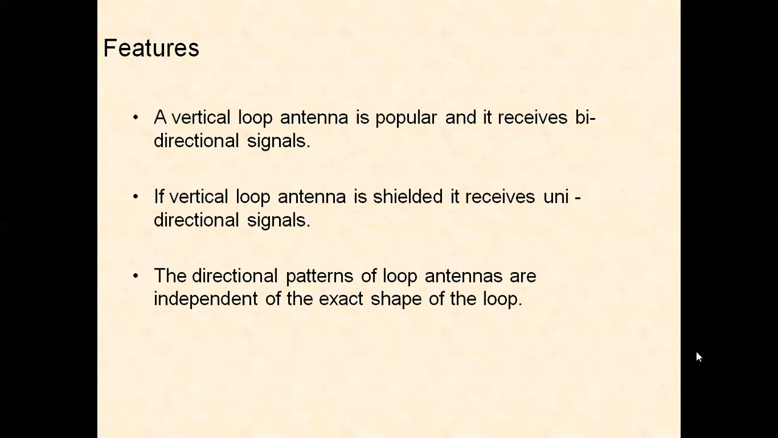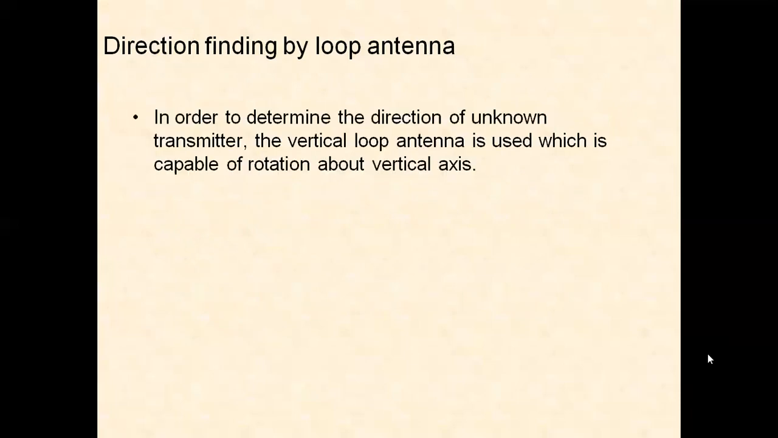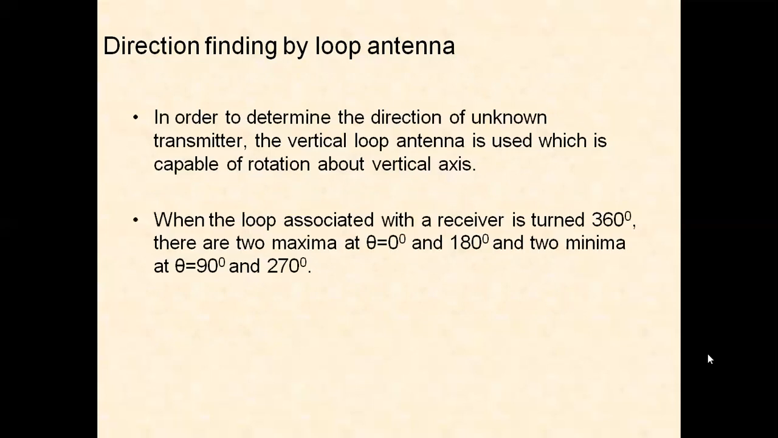The directional patterns of the loop antenna are independent of the exact shape of the loop. And the most widely used application of the loop antenna is direction finding. In order to determine the direction of an unknown transmitter, the vertical loop antenna is used, which is capable of rotating about a vertical axis. So we can make use of this antenna for direction finding.